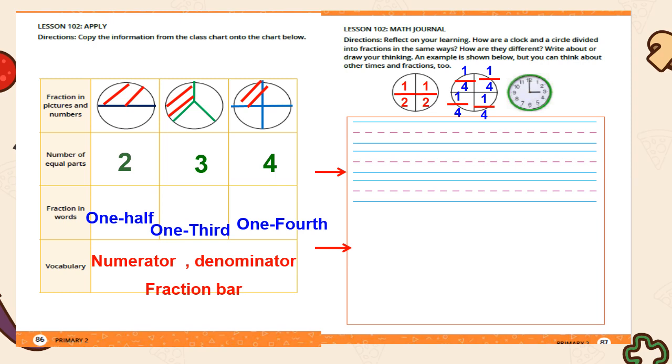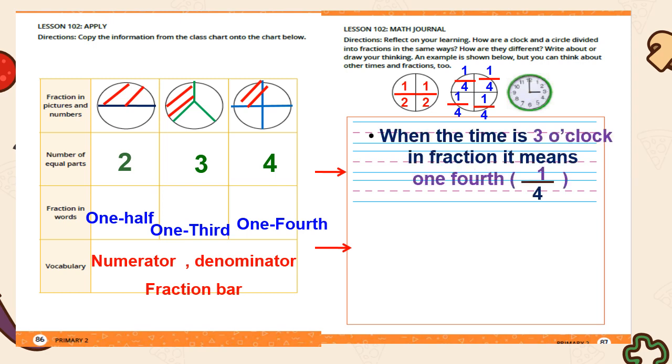How are they different? In the first circle, it's divided into 4 equal parts, so each part is 1/4. When the hour hand is on 3, the time is 3 o'clock. So this part is 1/4. The fraction here is 1/4.